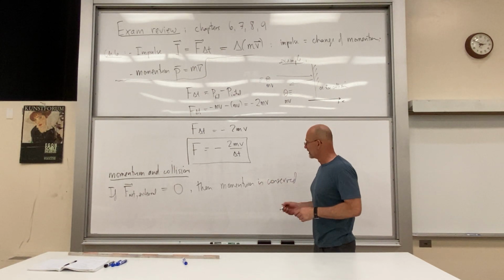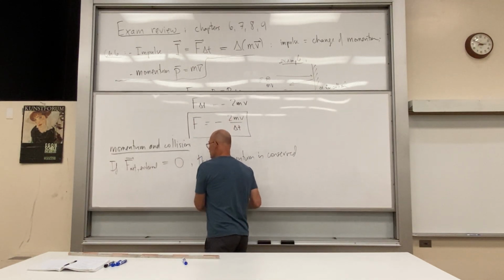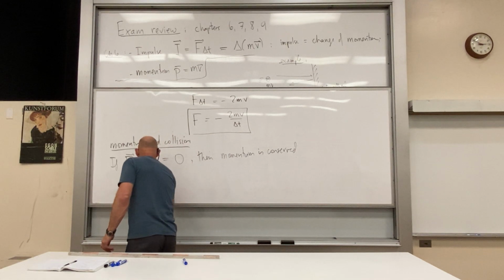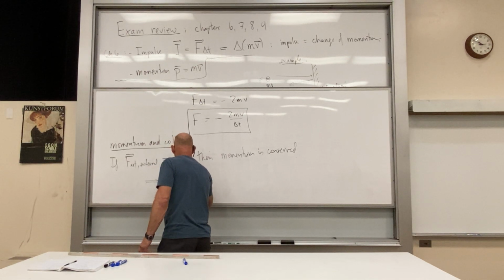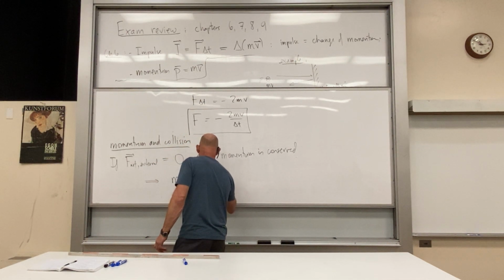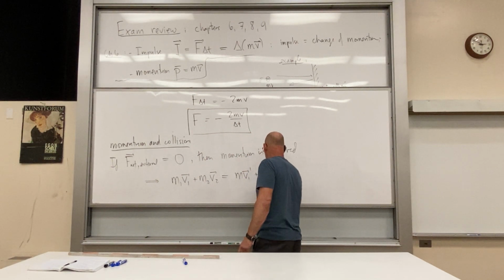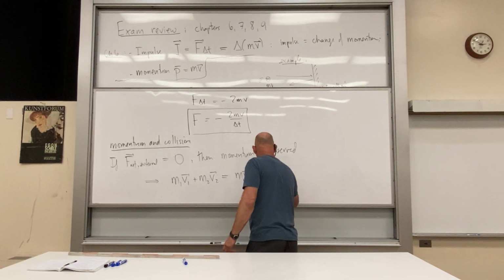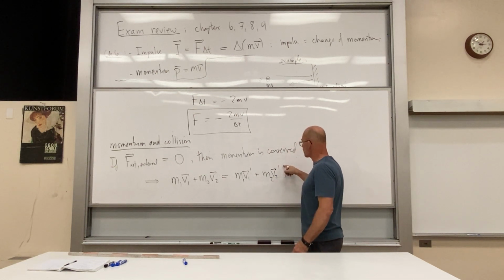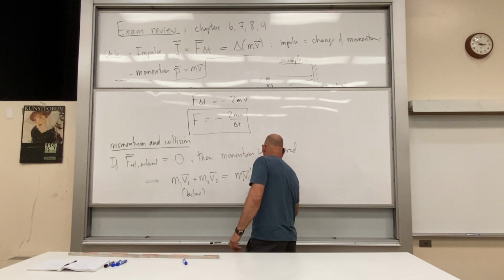The law that we're interested in now is the sum of the initial momenta before the collision is equal to the sum of the final momenta after the collision. And 1, 2, 1, and 2. Remember, of course, our convention: the primes are after the collision, the unprimed ones are before.